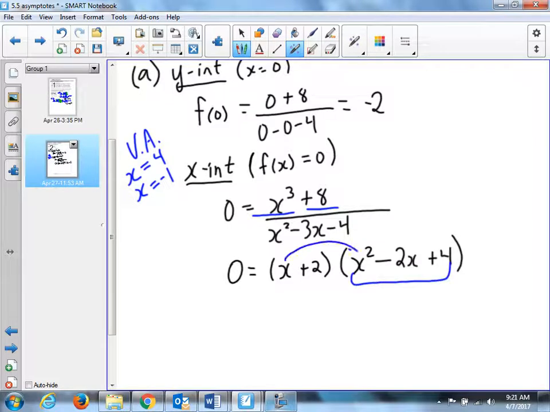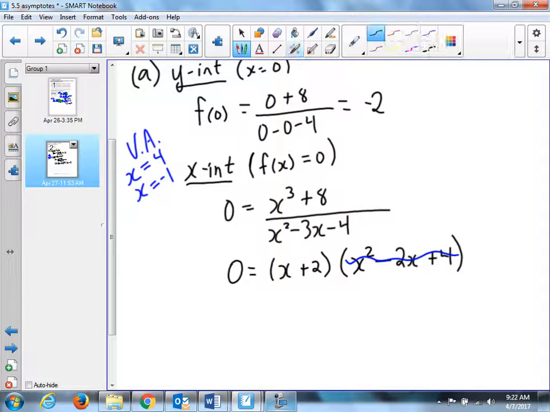Does this work? X cubed. Minus 2x squared. 4x. Then minus 4x. I get 2x squared too. So they cancel out, and then I get my 8. It does work. So, the long and the short of it is, what is my x-intercept? There's only one x-intercept, because you can't solve the quadratic. Negative 2.